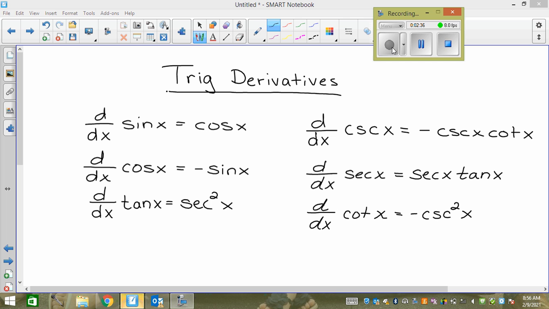So those have to be memorized. That's the only hard part about trig. And we're doing the very basic trig ones today. So we're not doing like tan 2x or anything like that. It'll be like just tan x or just cos x or just sine x. Okay?